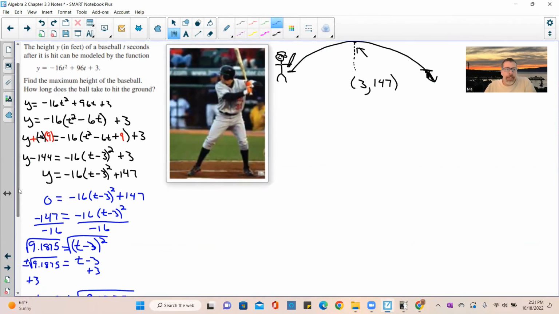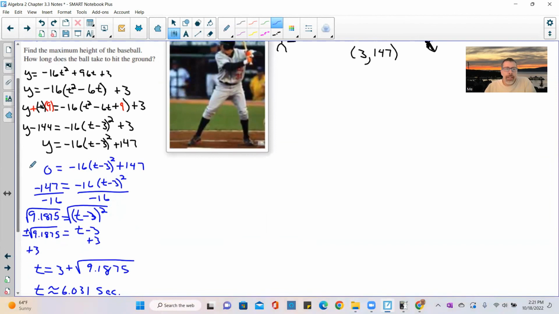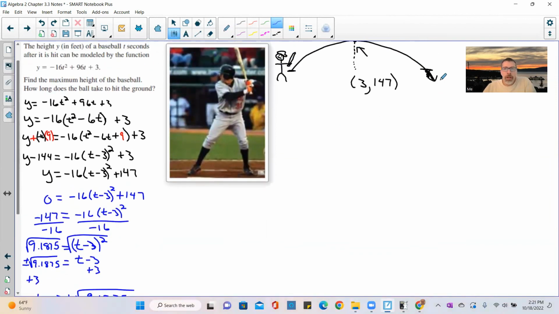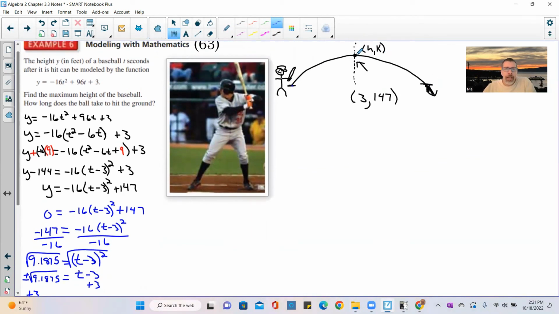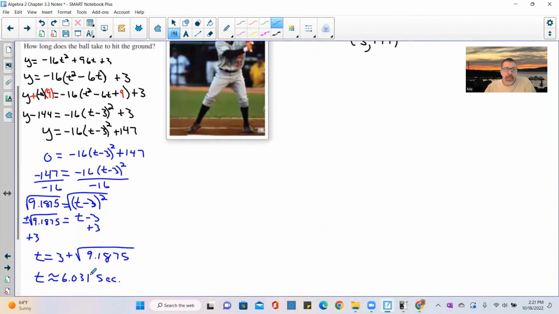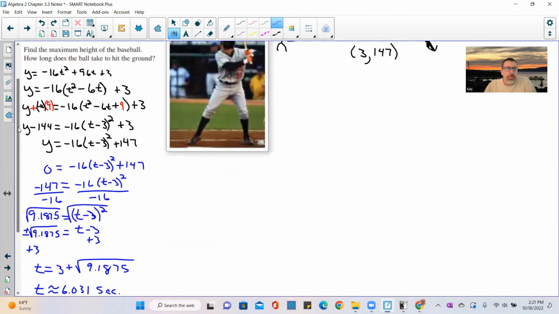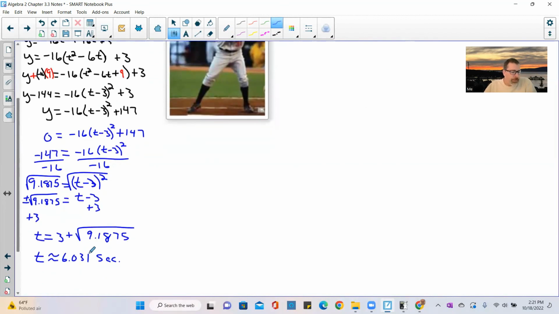And the reason for the additional 0.031 seconds is because it had to drop from the 3-foot marker. Because it started at 3, the y-intercept, going up to the maximum at the vertex took 3 seconds. Back down to the 3-foot mark would be another 3 seconds, and then that fraction of a second to go the other 3 feet to hit the ground. So did we answer the question? Find the maximum height of the ball, 147 feet, and how long it took the ball to hit the ground, 6.031 seconds.